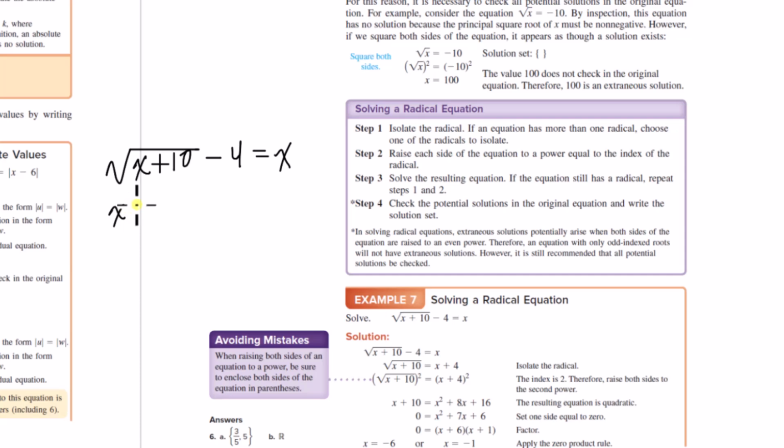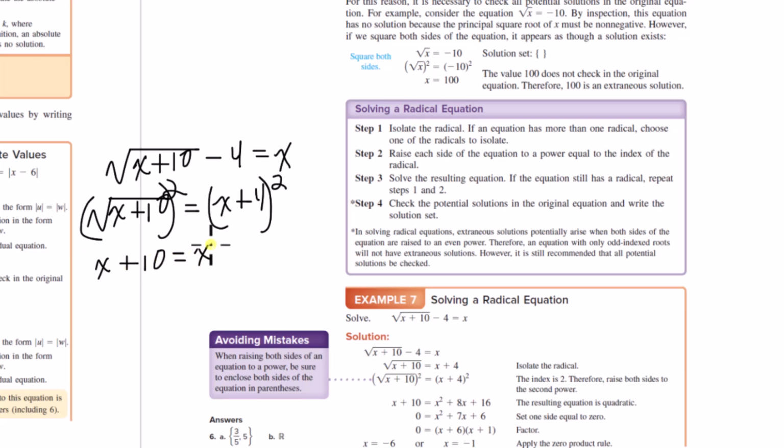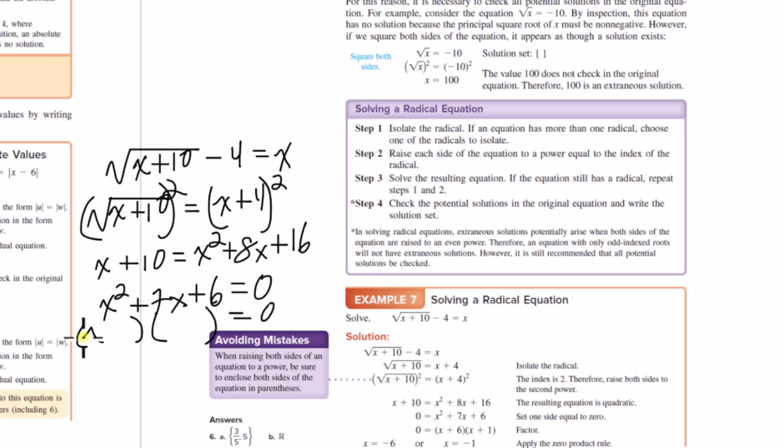So, we want to isolate the radical. All right, now raise both sides to the power 2 to eliminate the radical on the left. And then here we're going to get x squared plus 8x plus 16. Now we're left with this quadratic equation. So subtracting x from both sides and subtracting 10 from both sides, we get this. Now we can factor, so let's see, 6 and 1. So x is equal to -6, x is equal to -1.